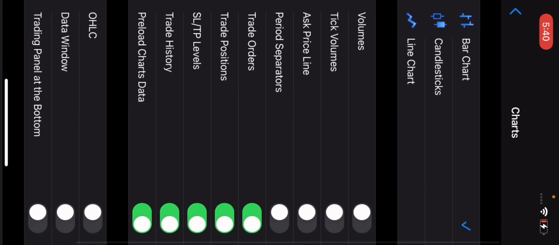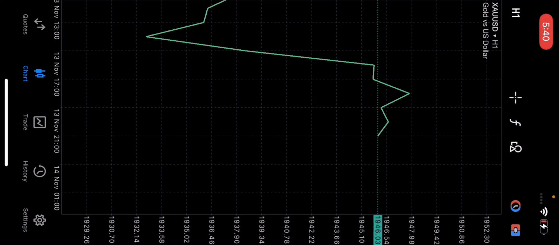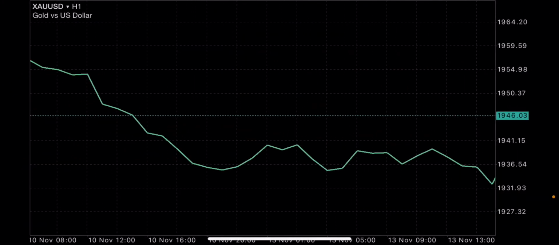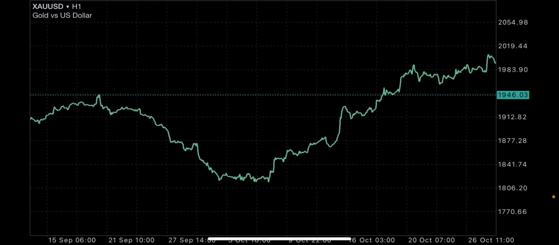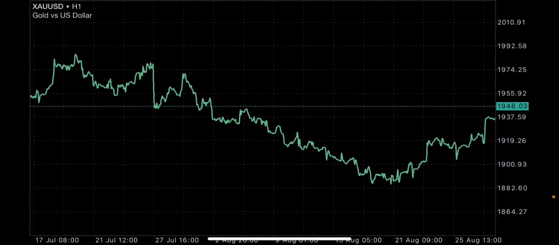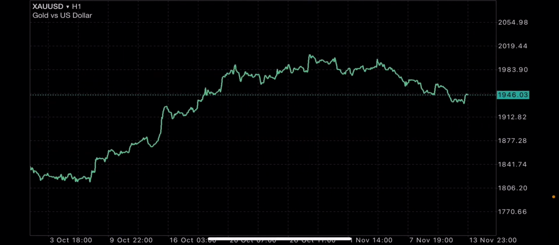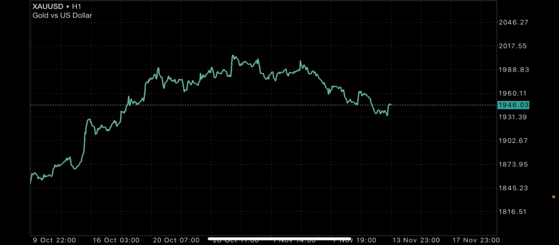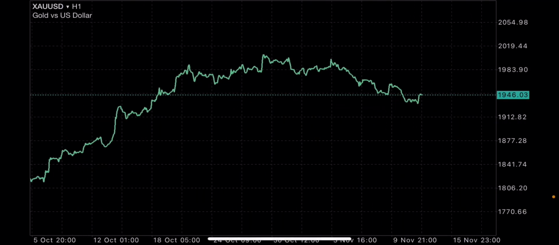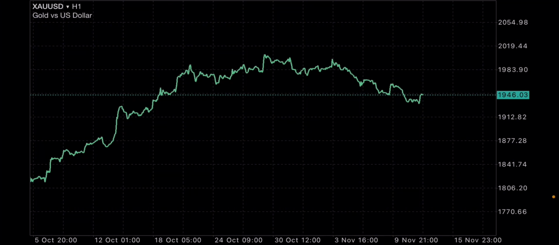And then there's also a line chart. There are a lot of traders that use line charts. I don't really use line charts either because they kind of confuse me a little bit. But it's pretty interesting. Basically, all the line is showing you is where price was at that point in time.